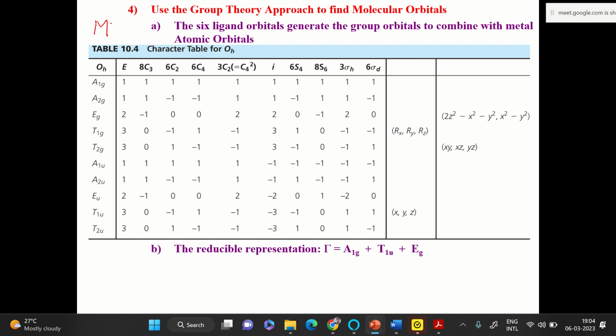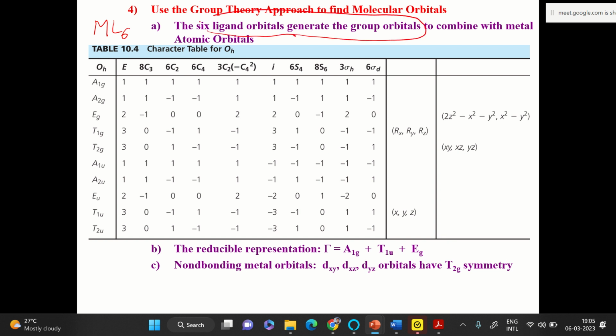So you have to identify all the suitable orbitals on the metal, keeping the geometry in mind, and then see which ones overlap along the internuclear axis. Those will be used for the formation of sigma bonds. If you apply the group theory concepts, we will arrive finally at the representation of the six ligand orbitals that can combine with the metal orbitals. Their reducible representation turns out to be A1G, T1U, EG.